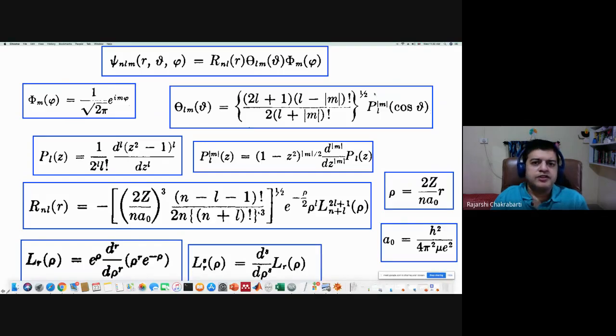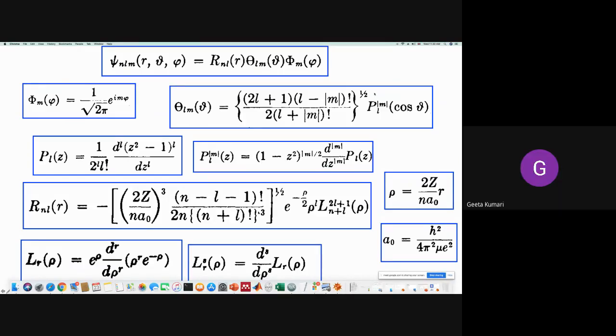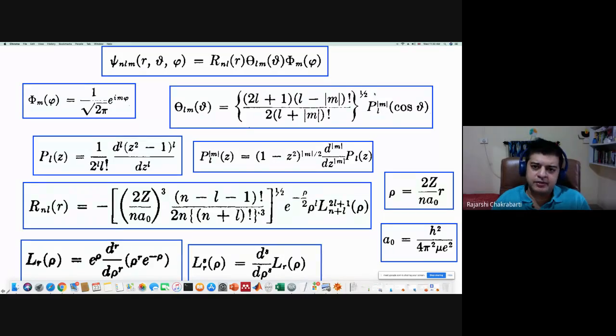So how many of you can see this slide? Yes, sir, we can see. Yeah. So first of all, don't get scared, because I am not going to ask you to remember this expression. I am not going to tell you to write down the expression for theta. No way.